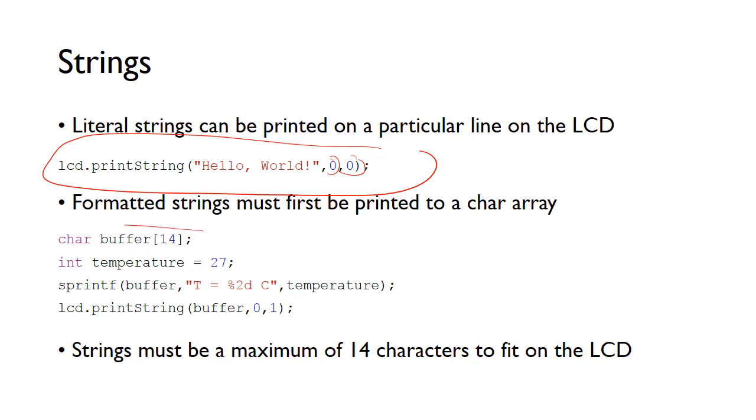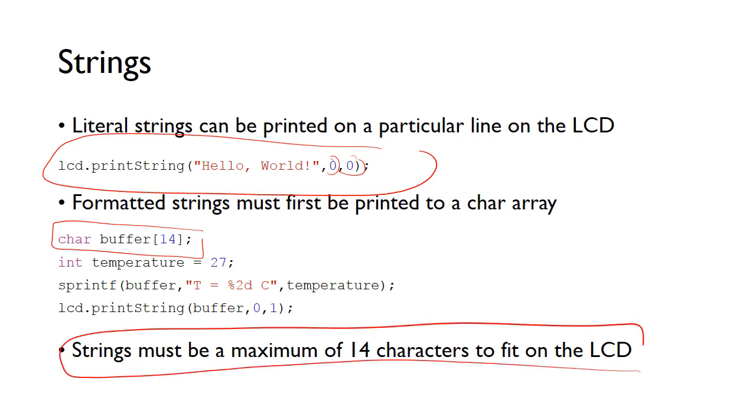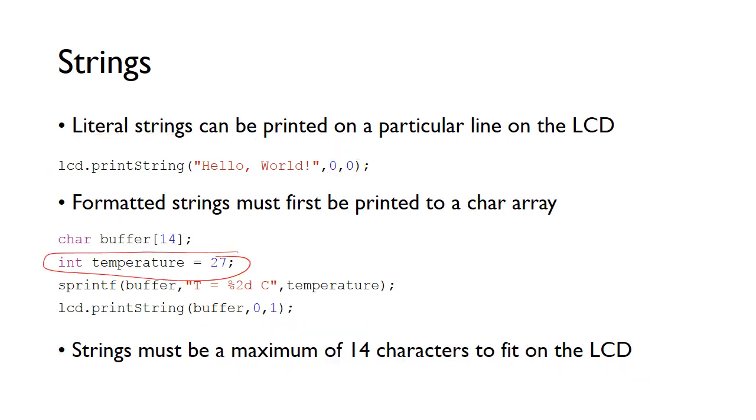So here we create this buffer. It's 14 characters. The screen can fit a maximum of 14 characters, so we need an array 14 elements long. And then in this example, I've just got temperature equals 27, but this could come from a sensor or whatever. This is just a value. So we're going to print.